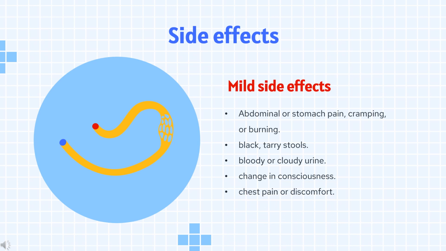Side effects. Abdominal or stomach pain, cramping, or burning. Black, tarry stools. Bloody or cloudy urine. Change in consciousness. Chest pain or discomfort. Confusion. Constipation. Convulsions, severe or continuing.